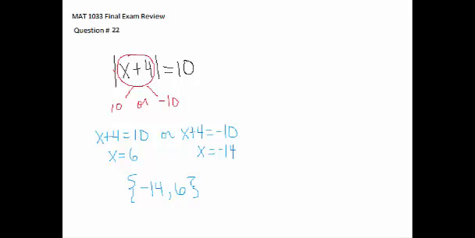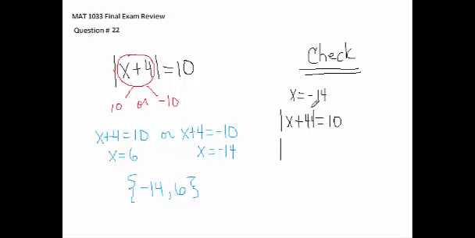Now, anytime you solve any equation, you should check it. I haven't been checking them for you, but I am going to check x equals negative 14 to show you that it does make the absolute value equation true. So I'm going to plug in the negative 14, add 4, and then that's the absolute value of negative 10, which does equal 10, so that checks, and you can check the other one.